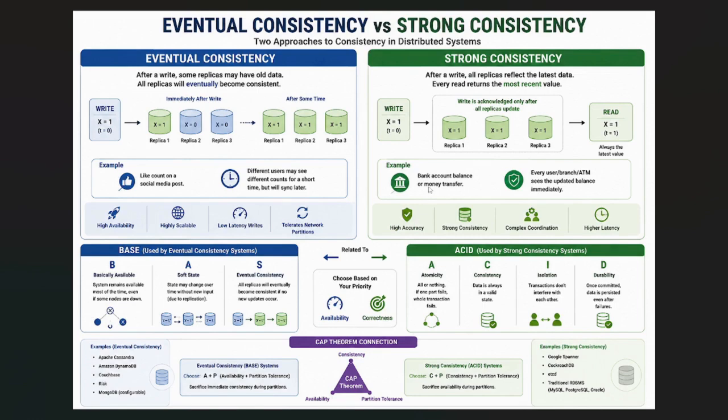So this is strong consistency. This is required in your banking transactions. Let's suppose you do a transaction from one ATM and then you check your balance, and both should be the same.